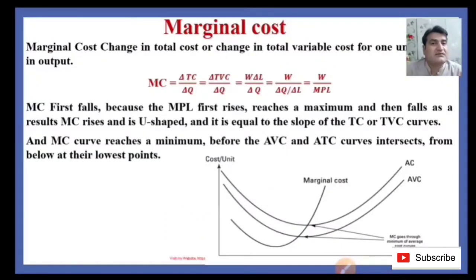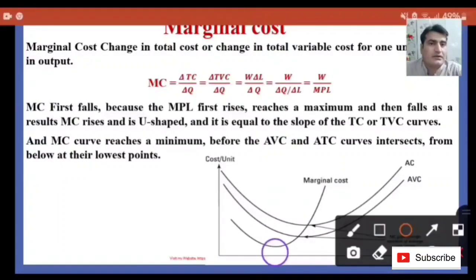And the marginal cost curve reaches a minimum before the average variable cost and average total cost curves intersect. This is the point where marginal cost reaches a minimum, before the average variable cost and average total cost curves intersect from below at their lowest points.